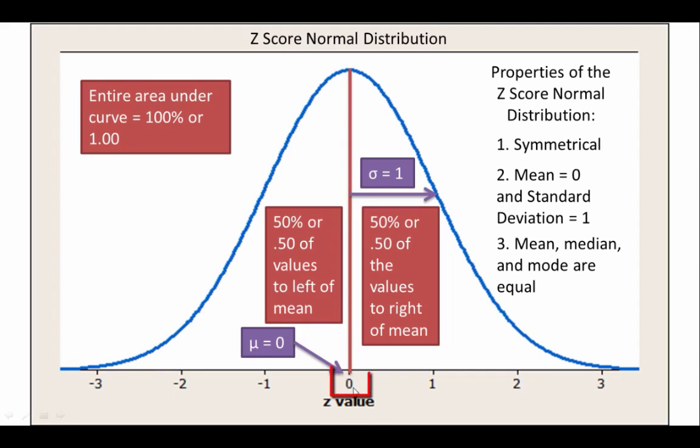A z-score of 0 means that the value is 0 standard deviations away from the mean, or no standard deviations away from the mean. So if you think about that, if it's 0 standard deviations away, that actually means that it's equal to the mean. So a z-score of 0 is just equal to the mean.